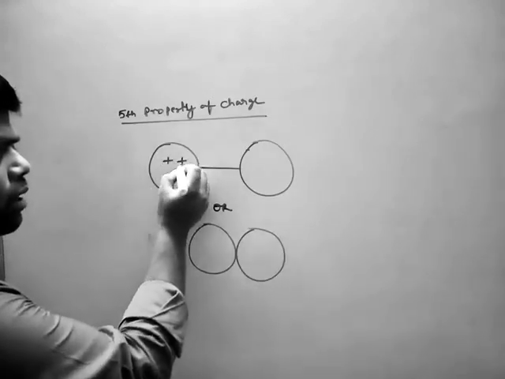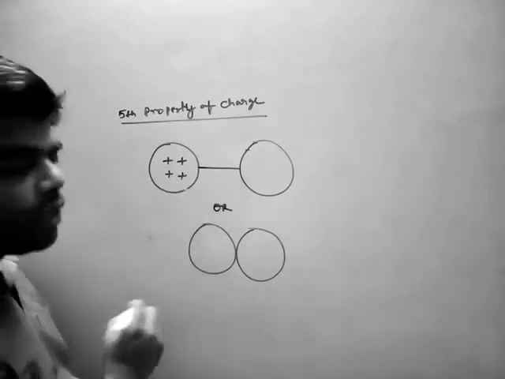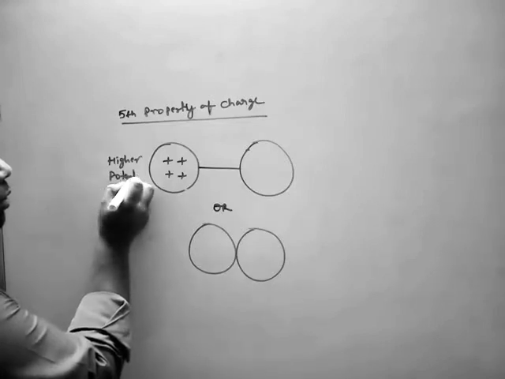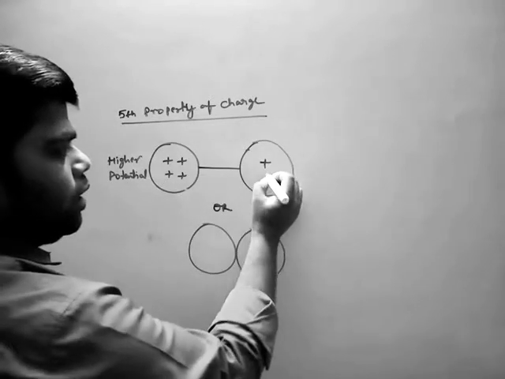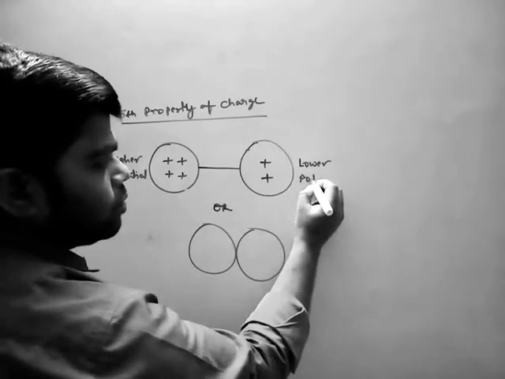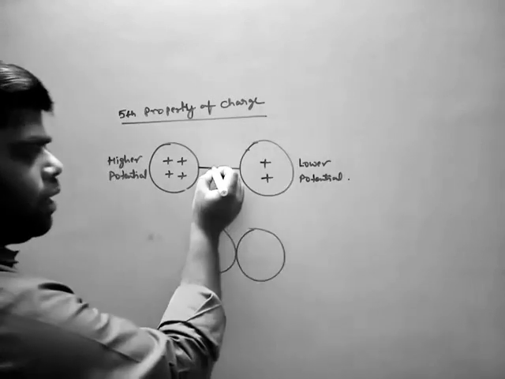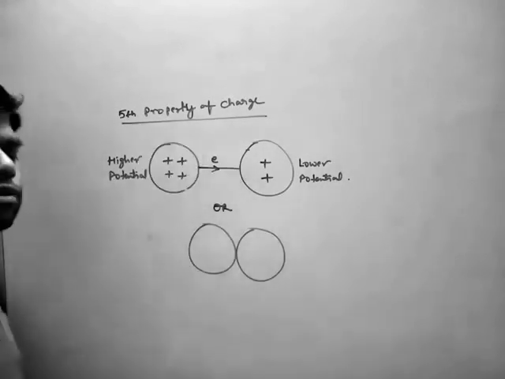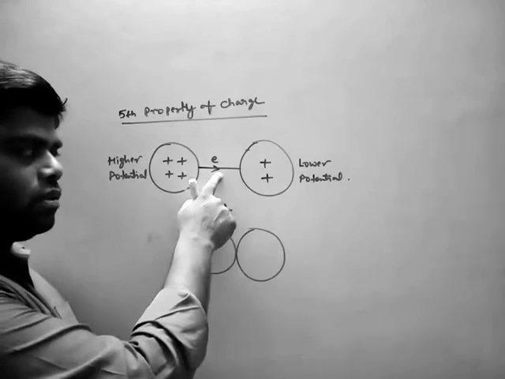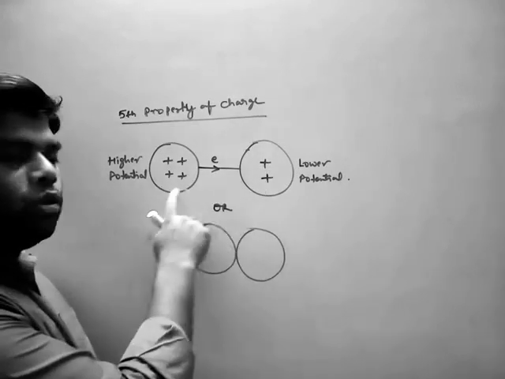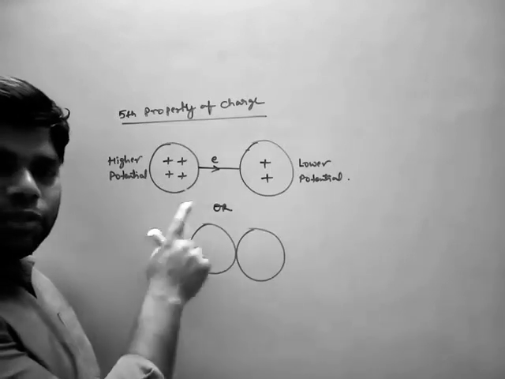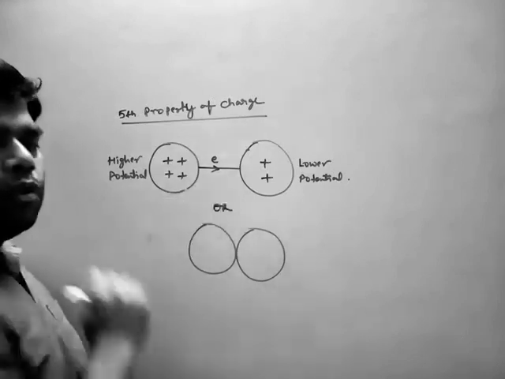For example, 4 charges are there, so this is called higher potential. There are 2 here, so here I will say lower potential, and there will be a flow of charge. Now you have to be clear that the flow of charge will continue till both have the same distribution of charges. After having the same distribution of charges, they will stop flowing.